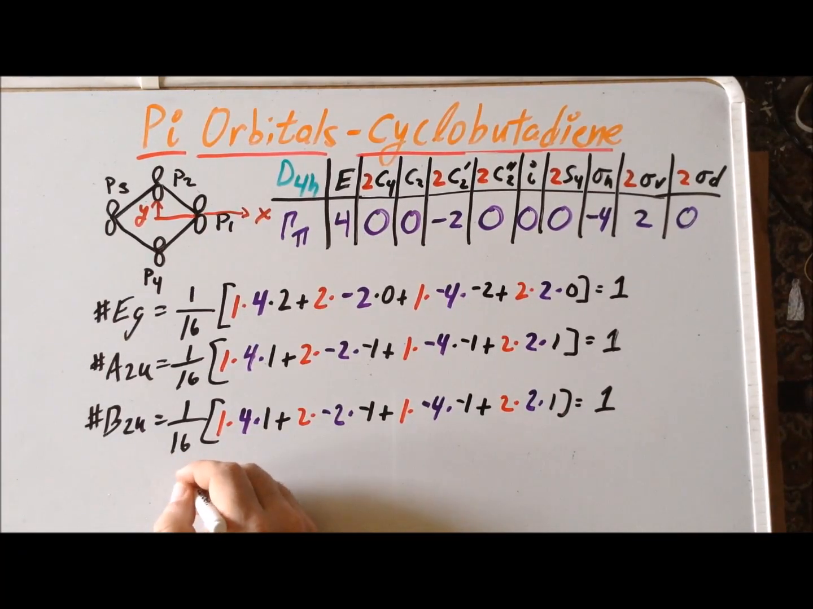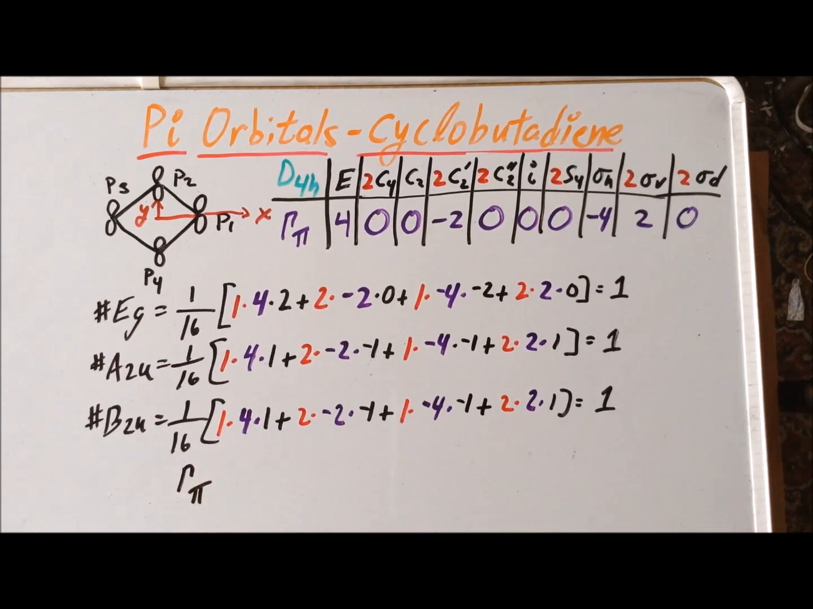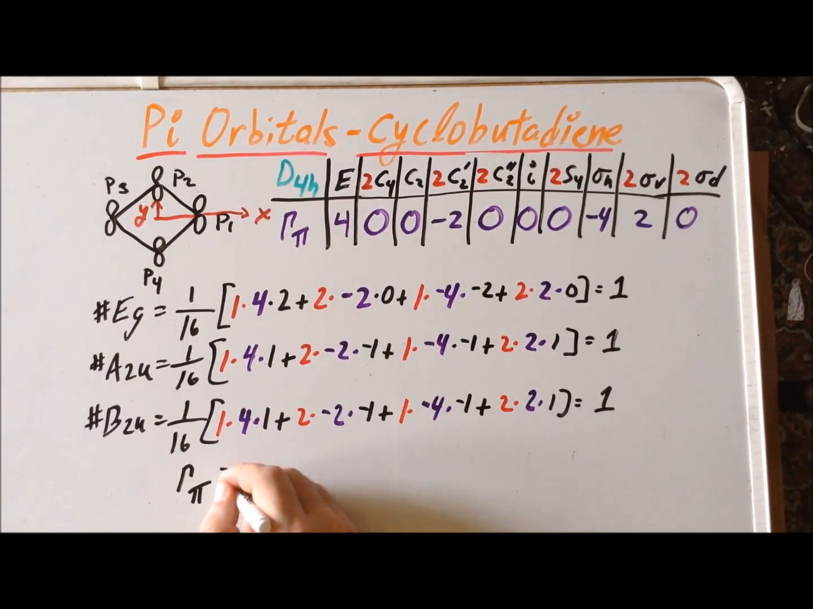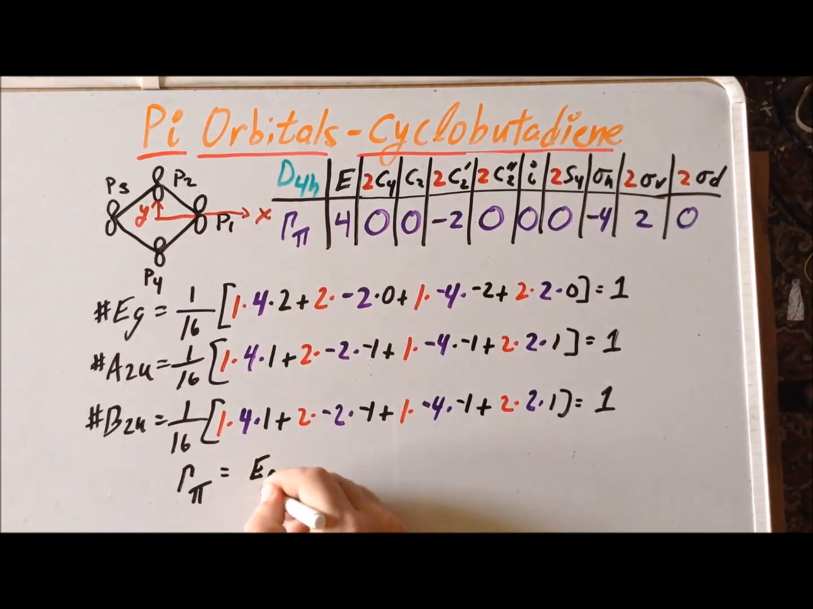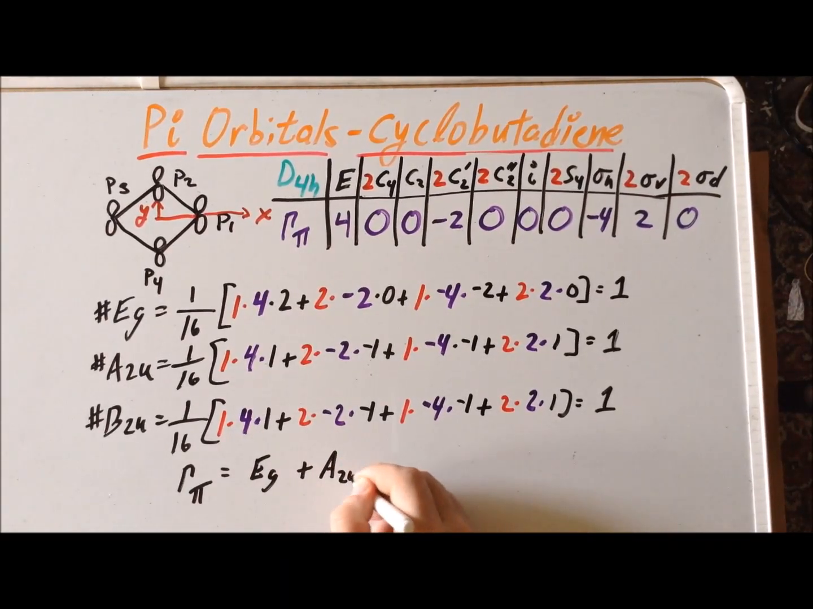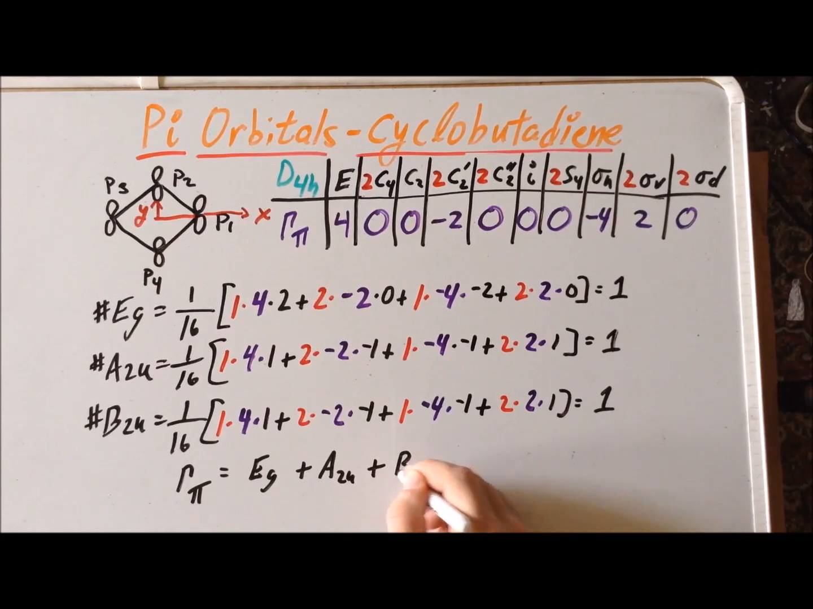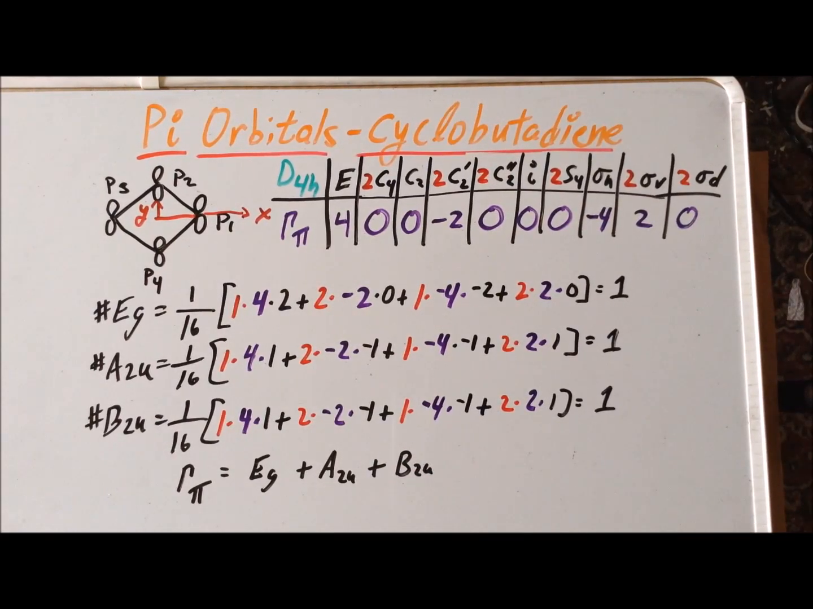So we've shown that the reducible representation gamma pi can be written as Eg plus 1 A2u plus 1 B2u. And this checks in another way because since we started with 4 atomic orbitals, we need 4 molecular orbitals. And we see that Eg counts as 2 molecular orbitals, and A2u and B2u each count as 1. So we have 2 plus 1 plus 1 equals 4 molecular orbitals, which is exactly what we'd expect.